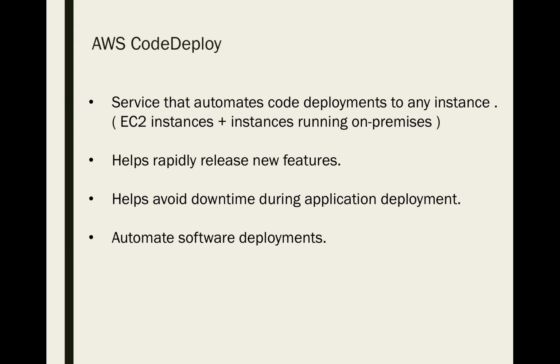It helps rapidly release new features and helps avoid downtime during the application deployment. What it means is, if you have, let's say, 10 servers, you have an option to go batch by batch, one at a time, or everything at once, like a blue-green kind of deployment, and automate the software deployment. By integrating CodeDeploy with any third-party tool like Jenkins or any other CI/CD, continuous integration and continuous deployment tool, you can automate this code deployment process.